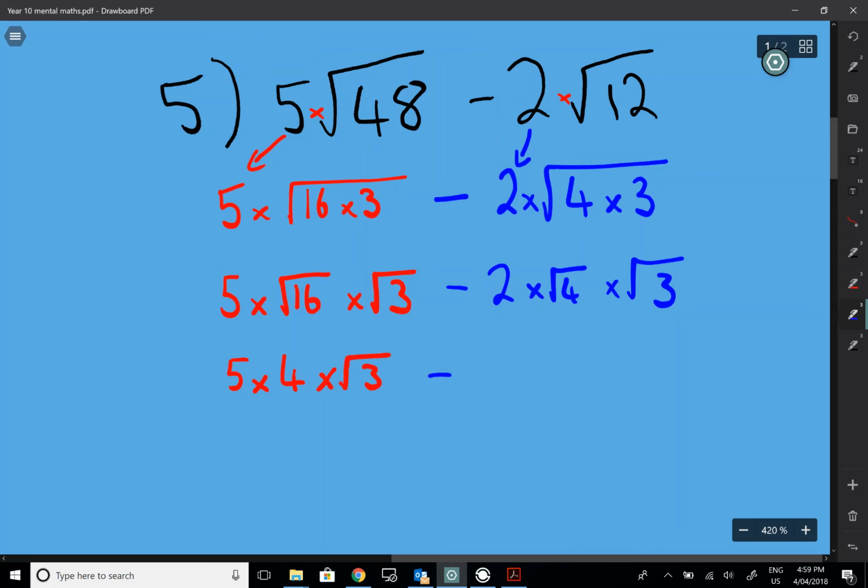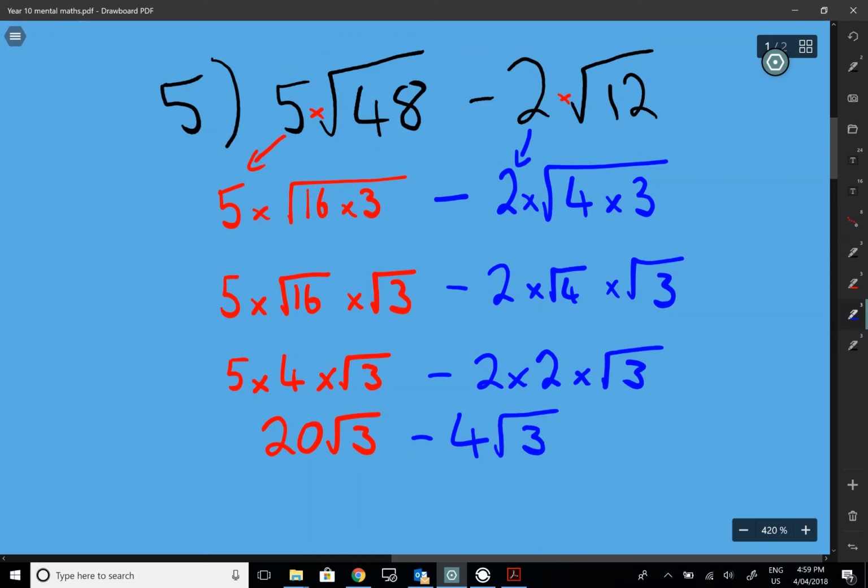Subtract, now the square root of 4 is 2, so 2 times 2 times the square root of 3. 5 times 4 is 20, root 3. So it's going to change to 20 root 3 minus 4, since 2 times 2 is 4, root 3.